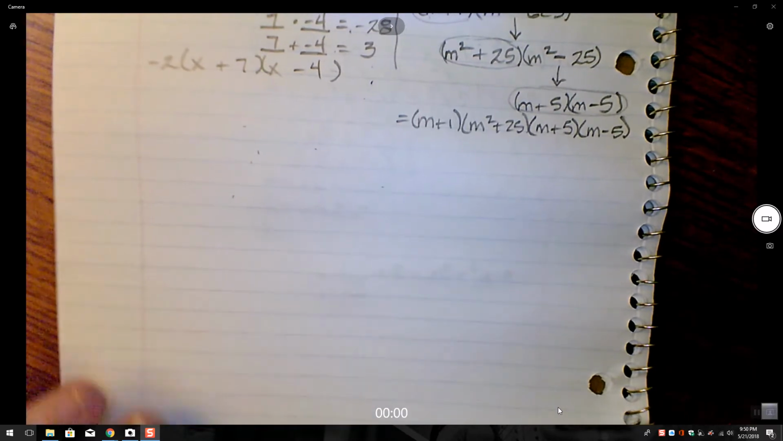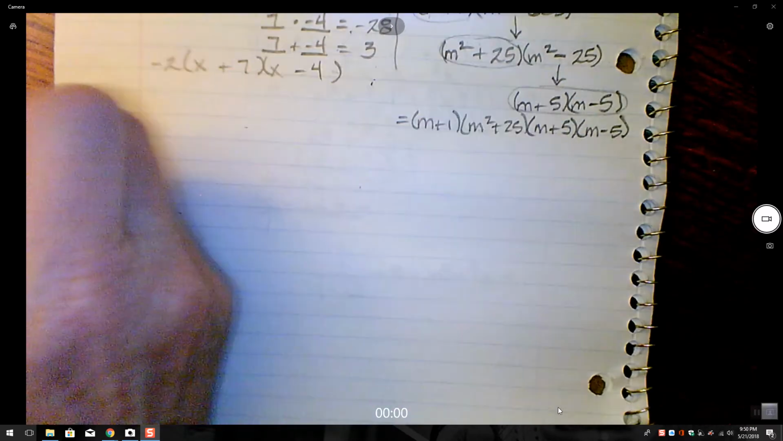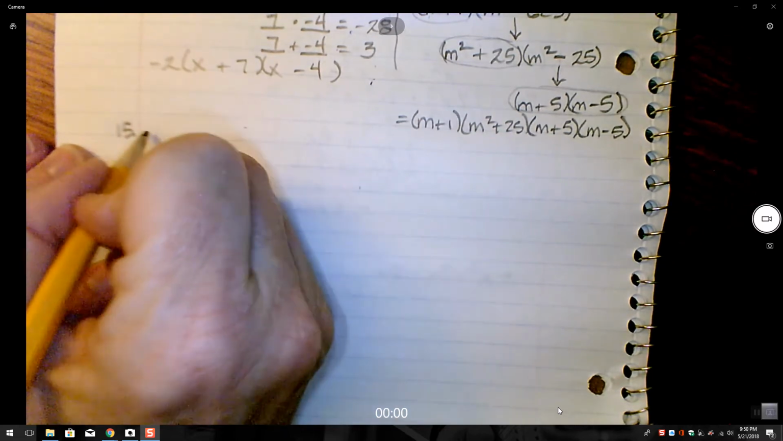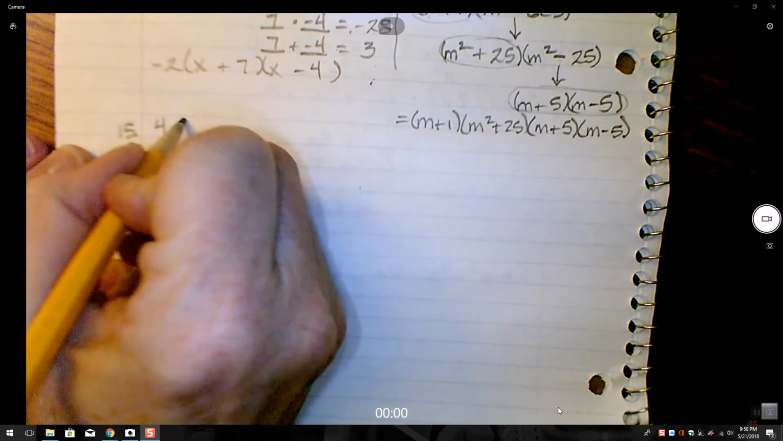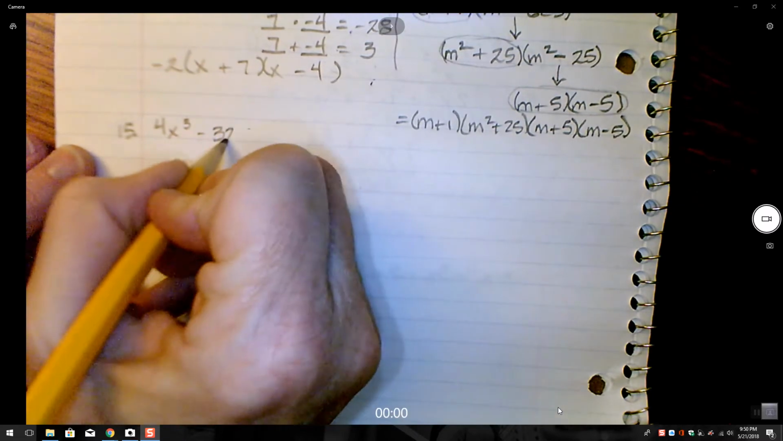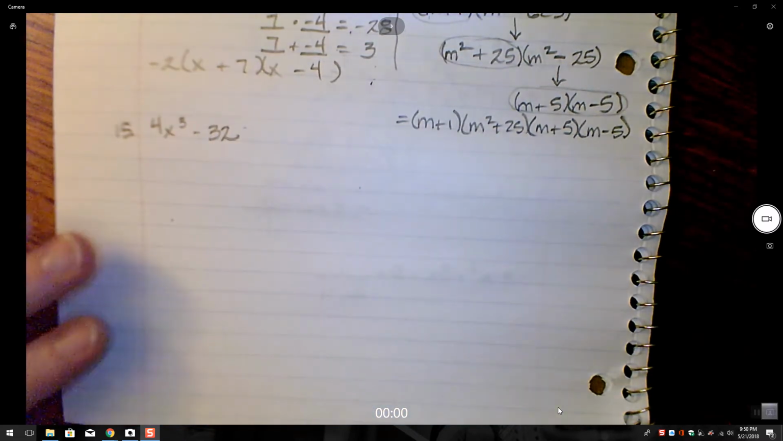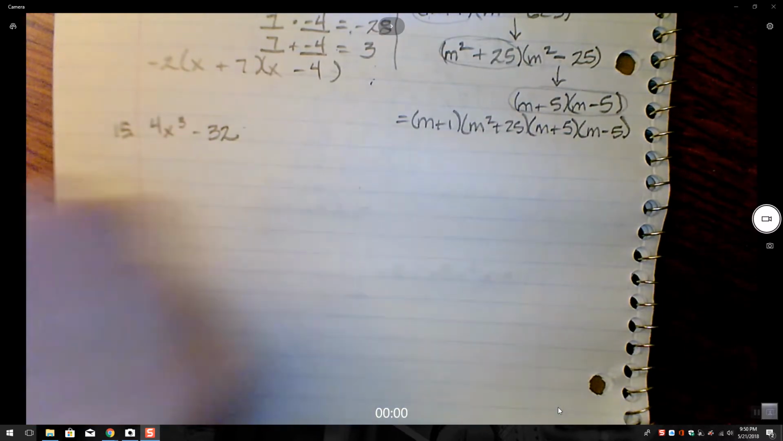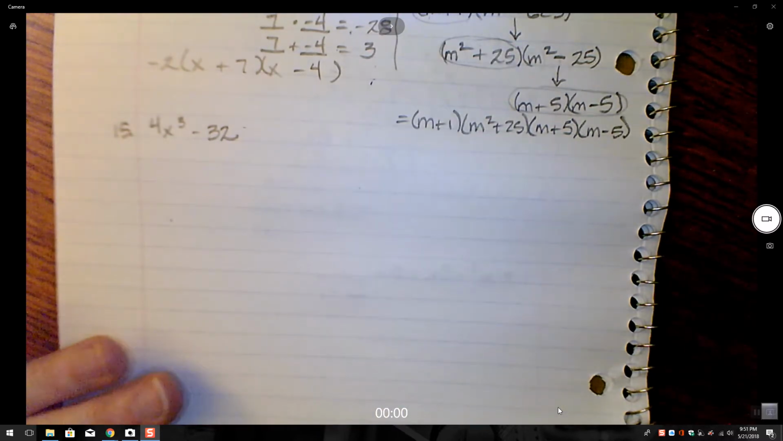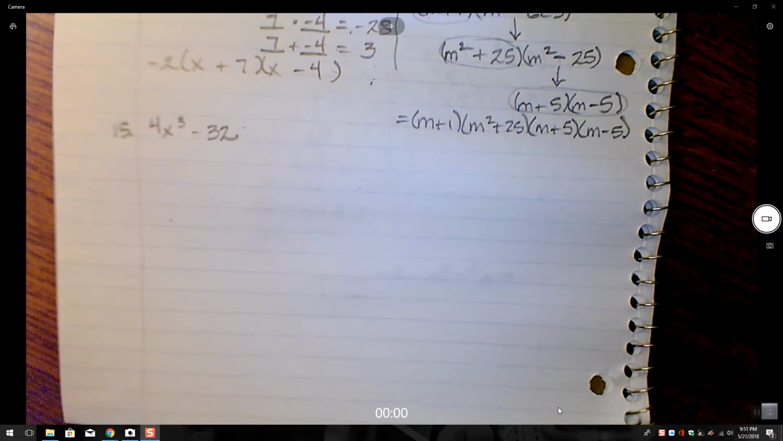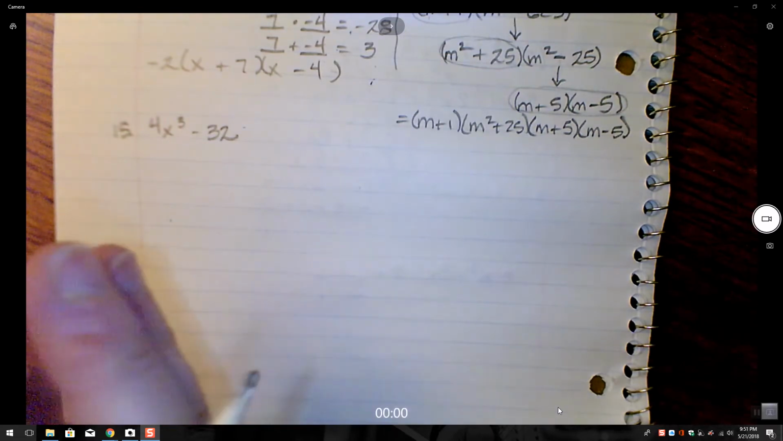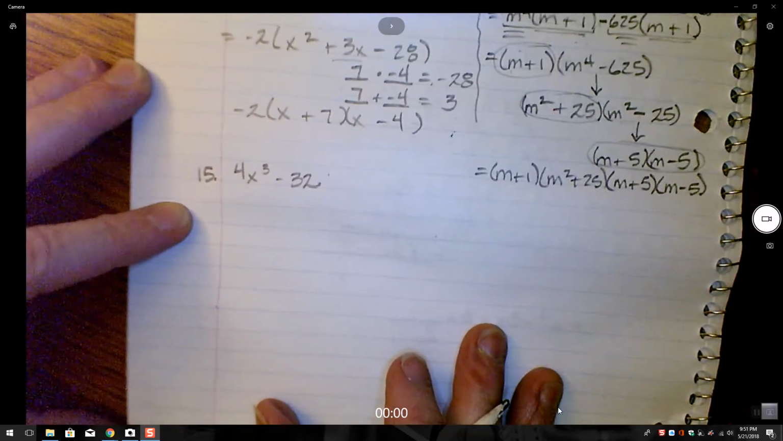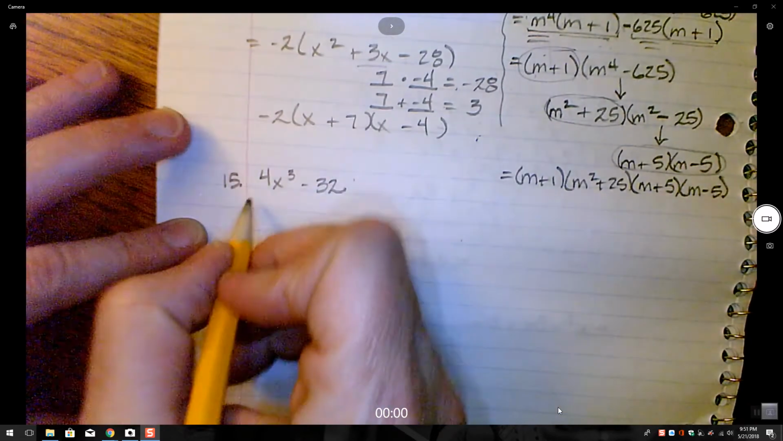Okay, 15 looks like it's not too bad. But it's a matter of remembering that we are factoring a difference of cubes, not a difference of squares, and there's a special way of doing those. I'm going to take the greatest common factor out first, because that's always the first thing I like to do. Hopefully my focus isn't too bad for you.